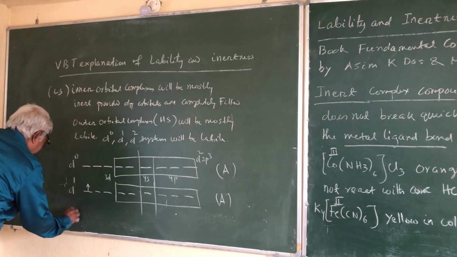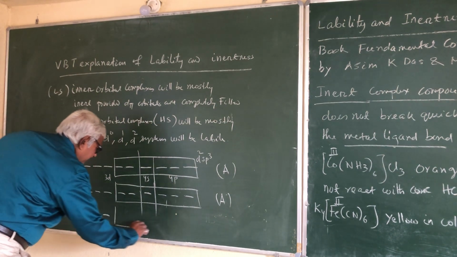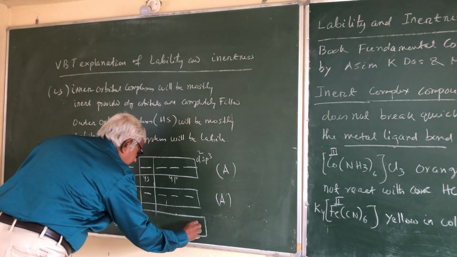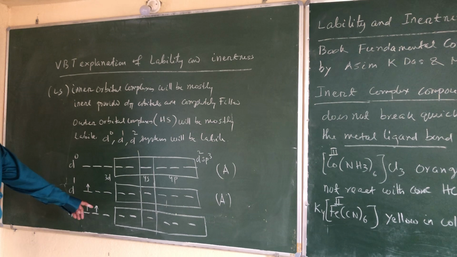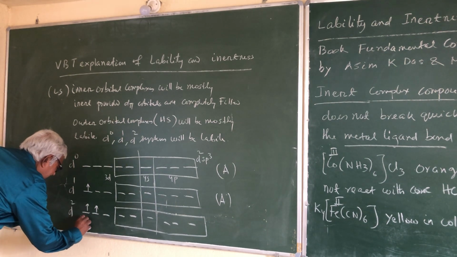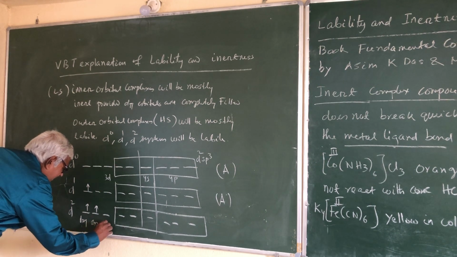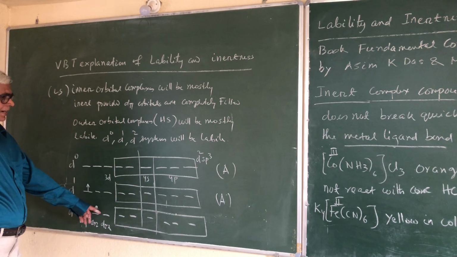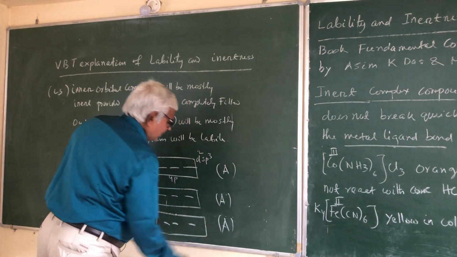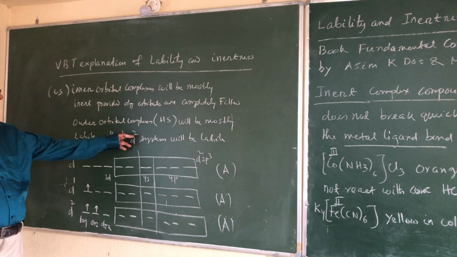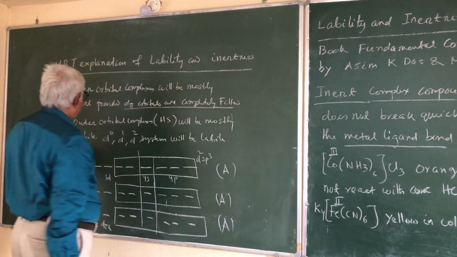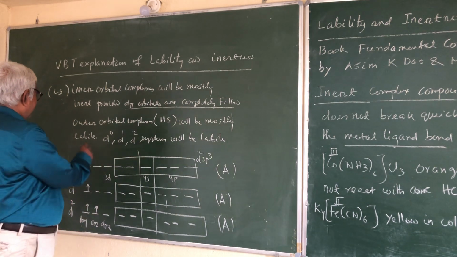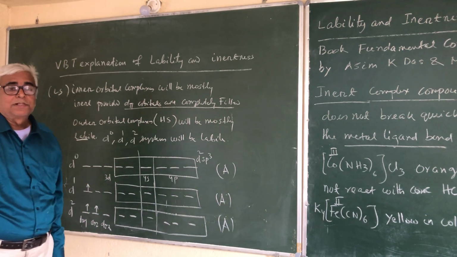In a D2 system also there is one vacant d orbital. These are dxy, dyz, dzx. One vacant d orbital is there. So therefore, metal ligand bond formation is possible. So in the associative mechanism, D0, D1, D2 systems will be mostly labile, and inner orbital complexes will be inert provided the d pi orbitals are completely filled up, and outer orbital, high spin complexes will be mostly labile.